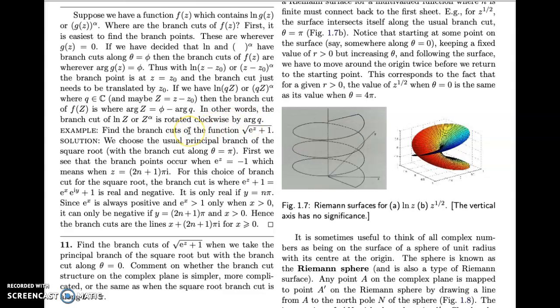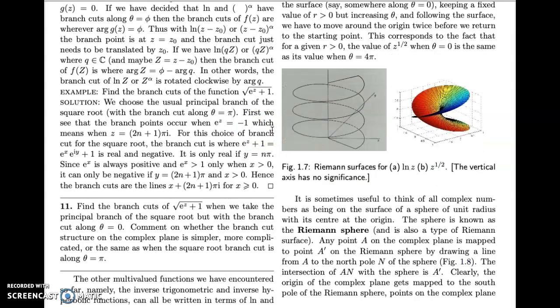Anyway, let's actually see an example, and things should become a bit more clear. So we want to find the branch cuts of the function root of e to the z plus 1. This is quite a complicated function to find branch cuts of. The first thing to understand is why we get branch cuts. It's basically because we've got a square root. If you have a square root, that means it's a multi-valued function. It can be plus or minus. We expect more than one branch, so there should be a cut somewhere.